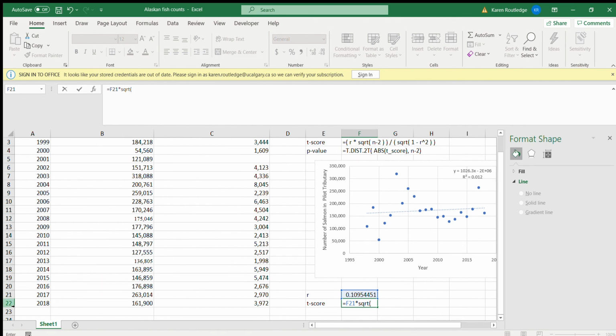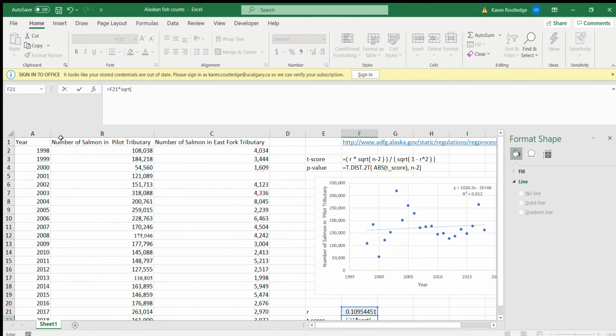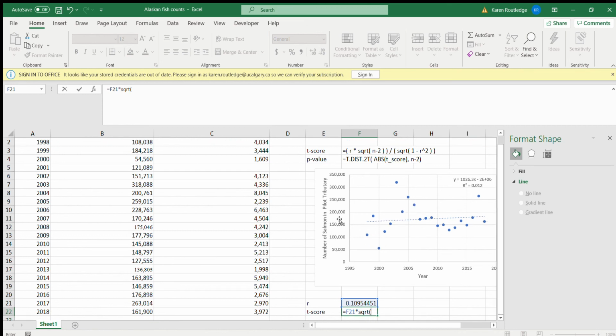So we have 22 rows of data here, but the first row is a header row, so we have to subtract that. So we have 21 pairs of data, 21 rows of data. So that is n. And we need to subtract 2, because we lose 2 degrees of freedom when doing a regression. There's a mean of an x and a mean of a y that we have to take into account. So we subtract 2 from that.